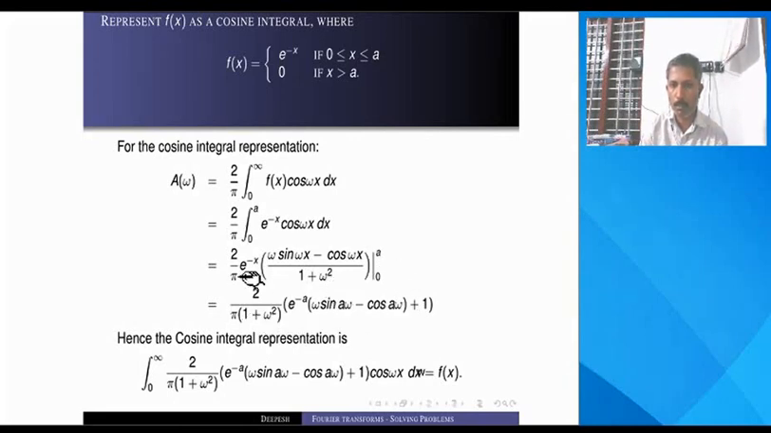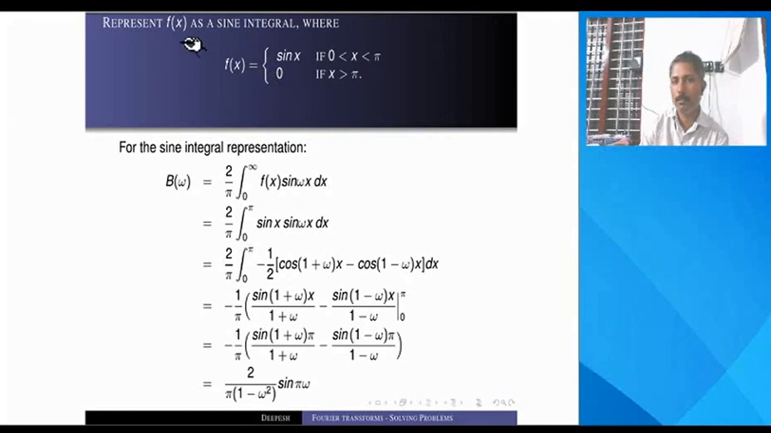And while putting 0, we will be having e raised to 0 equal to 1 and sin 0 equal to 0, and what remains is minus 1. So minus of minus 1 is plus 1, so this will be plus 1. So you just substitute that A(omega) here and the problem is over. So this is a typical problem.